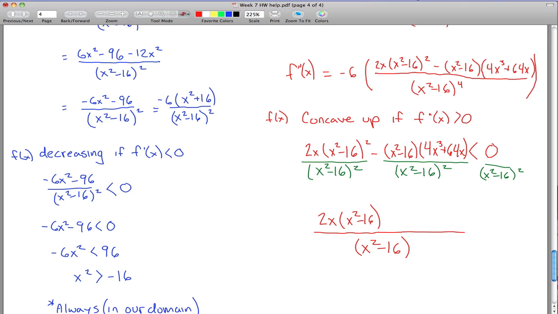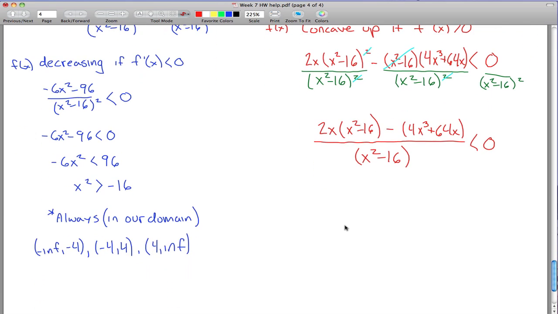So what I'm going to do here is get a common denominator of x squared minus 16. So I'm going to cancel out, let's get another color, I'm going to cancel out one of these with one of these and one of these with this whole guy. And the reason why is I want a common denominator in my next step. So if I do that on this side, this is what I have left. On the other side, I will have 4x cubed plus 64x. And I want to figure out when this is less than 0. I think if we go one more step, we'll be able to figure out where it's less than 0.